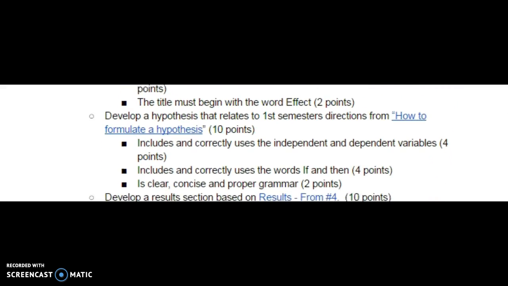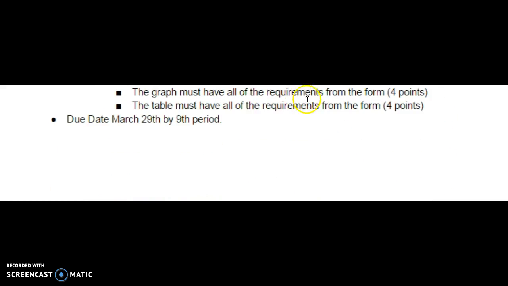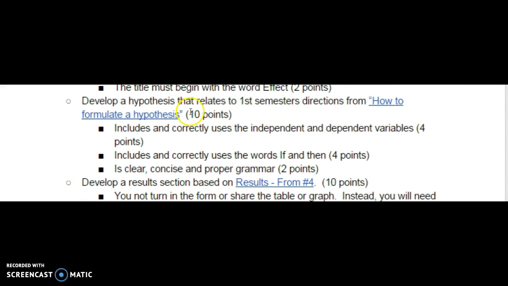Along with the title of trying to figure out how to keep worms away from wet macaroni, you will be developing a hypothesis. The hypothesis relates to first semester's directions on how to formulate a hypothesis. If you do not remember how, I would go back to that video and re-watch it. It talks about how you need to have an independent and dependent variable included in your hypothesis. It also talks about if and then statements. The hypothesis needs to be clear and concise and relate to that video, and is also worth 10 points.